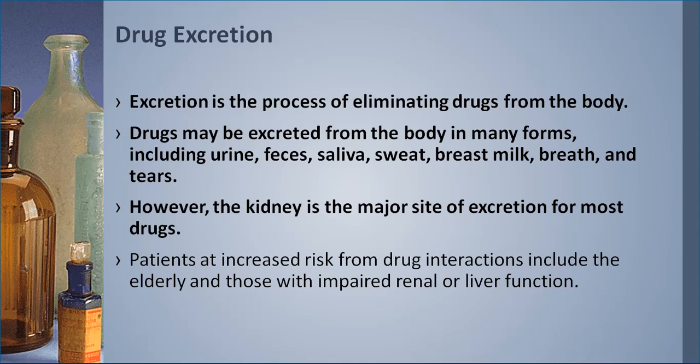Patients at increased risk from drug interactions include the elderly and those with impaired renal or liver function. Once we take a medicine and it cannot come out of the body, we are dying. Normally, when people grow older, they may have an impaired renal function. Renal is the same as the kidney, or hepatic function. Hepatic is the same as the liver. So, hepatic is liver, renal is kidney.